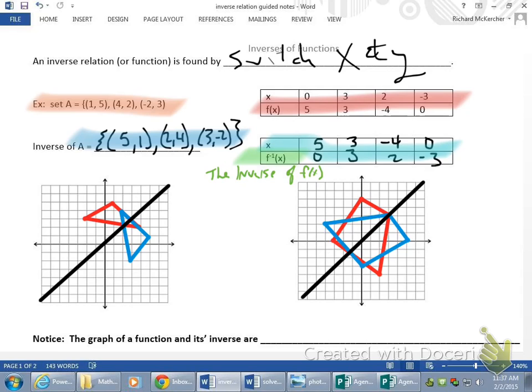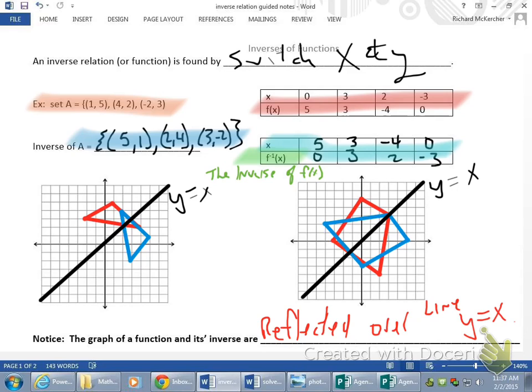And that's what we find out, is we find out that the graph of a function and its inverse are reflected over the line y equals x. Super important. Okay, super important. Take a minute to chew on that for a while.